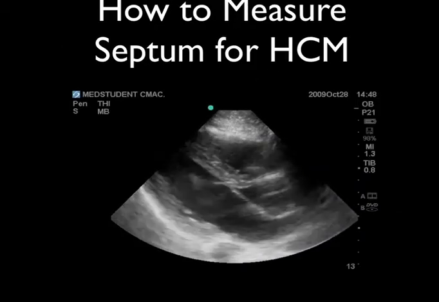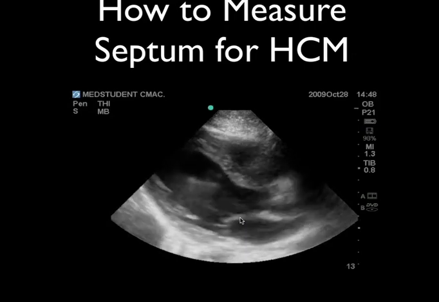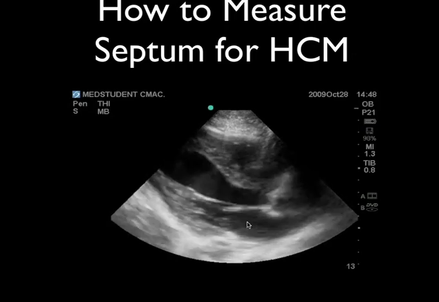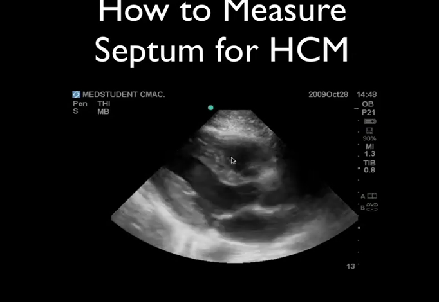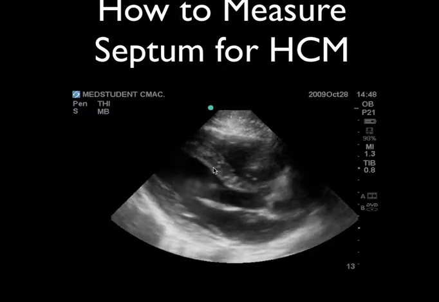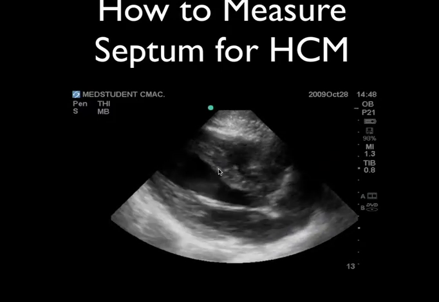Now, this is a patient here who does not have hypertrophic cardiomyopathy. This is the septum here, and you look at it and you can freeze the image here, and then you can measure across the septum using the calipers. Now, what you can do is kind of glance over here. These are 1 centimeter hash marks, and as long as this is less than 1.2 centimeters, then it's normal.